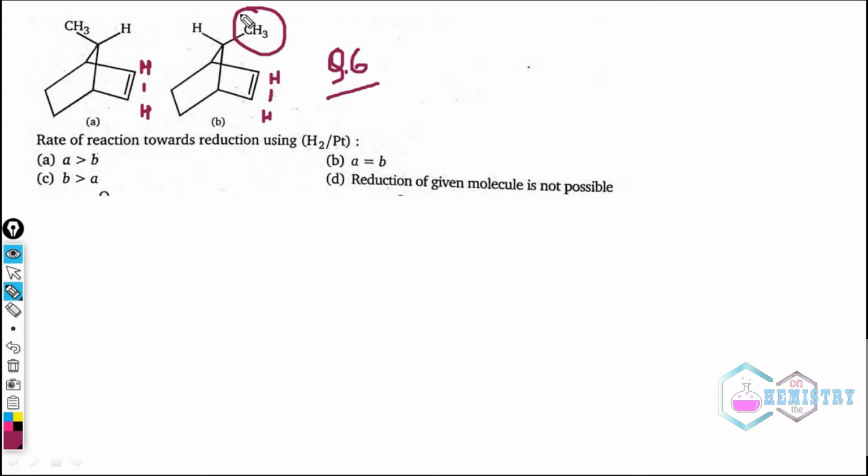In compound B, the CH3 is on the double bond side. So when the hydrogen comes from the double bond side, it will have a steric interaction with CH3. But in this case, the CH3 is on the opposite side, hence there is no steric interaction. So obviously A will react faster. So A will be our correct answer.